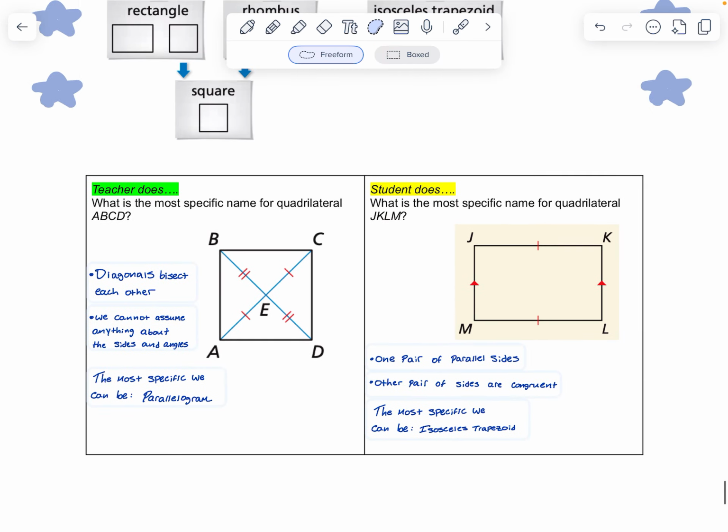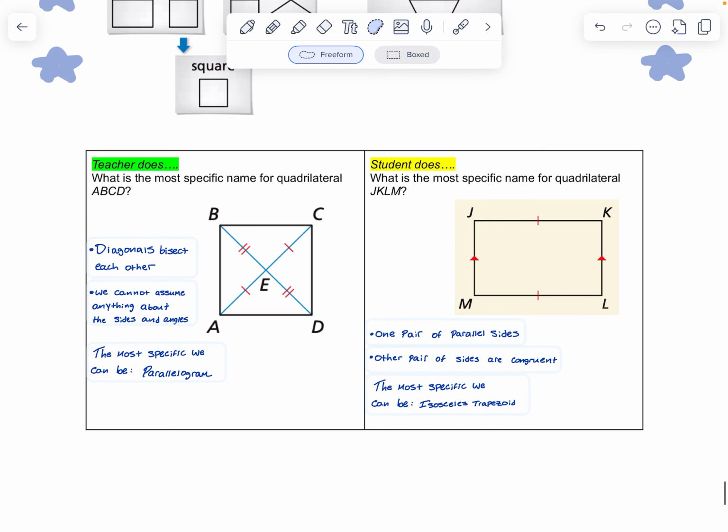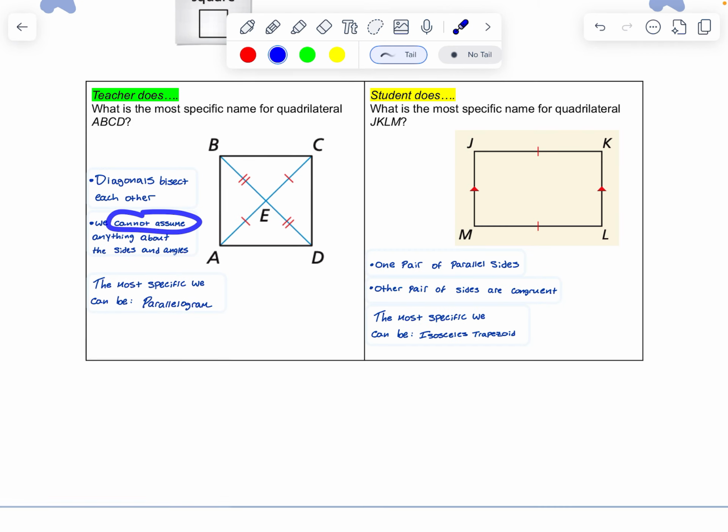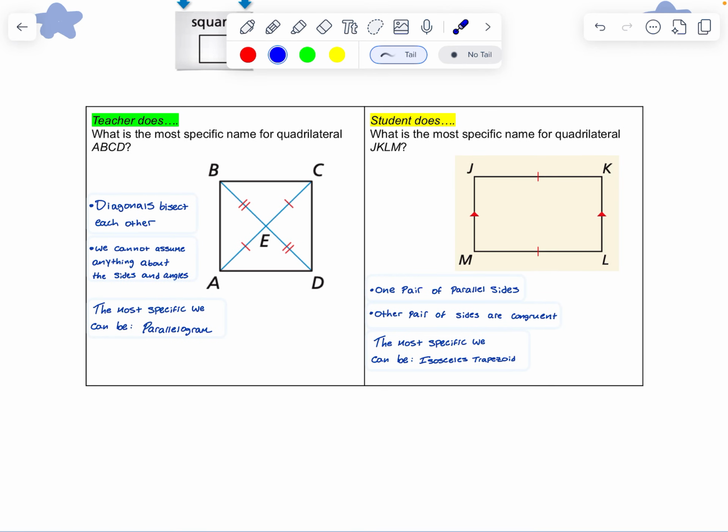The biggest thing that I can say right now, don't assume. You cannot assume anything about these shapes. I don't know that all these sides are congruent. I don't know that all those angles are 90 degrees, right? And it's the same over here.